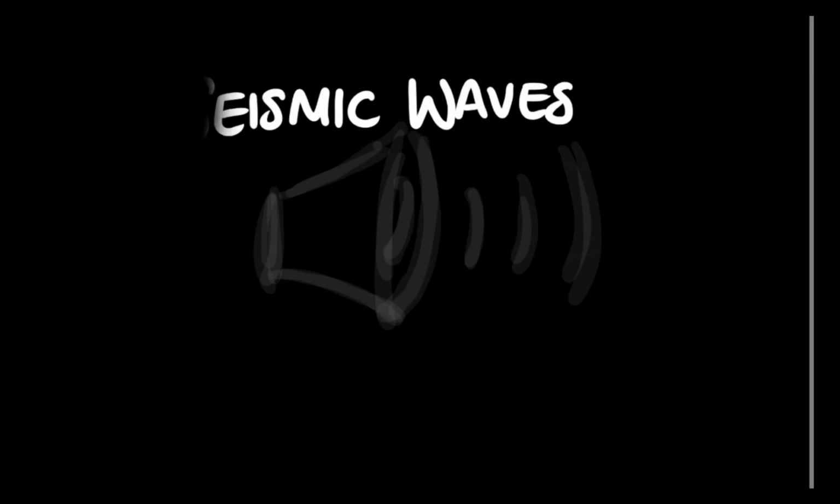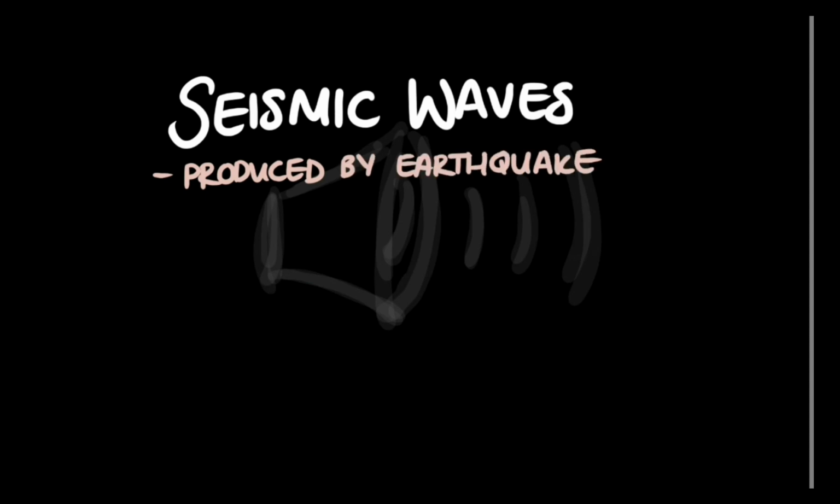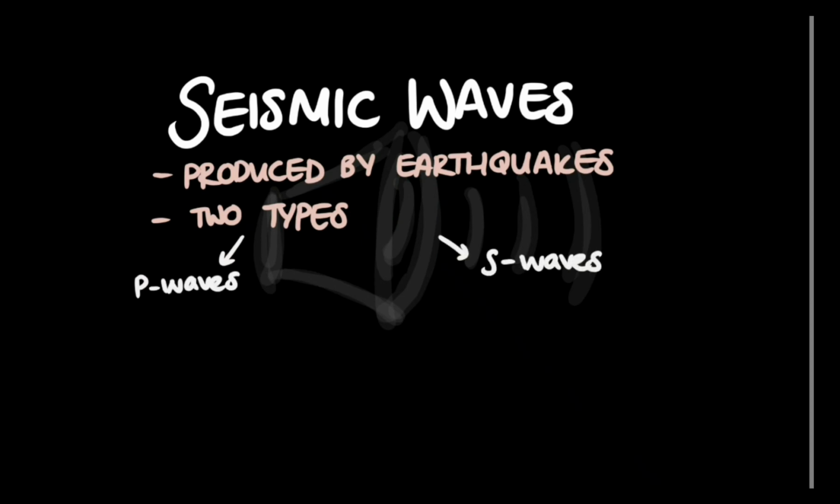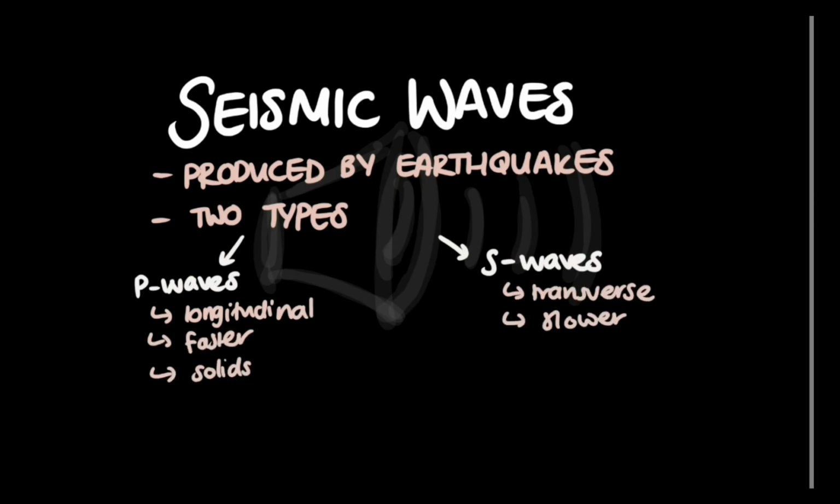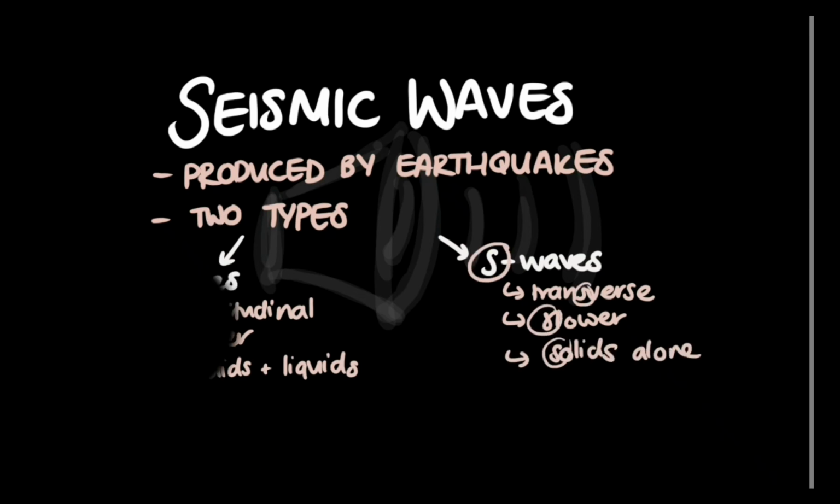Moving on to seismic waves. Seismic waves are produced by earthquakes in the Earth's crust. The two main types are P waves and S waves, and the properties are P waves are longitudinal, whilst S waves are transverse. P waves are faster, S waves are slower. P waves travel through solids and liquids, but S waves only travel through solids. And I've circled all those S's because that is what can help you know the properties of S waves.